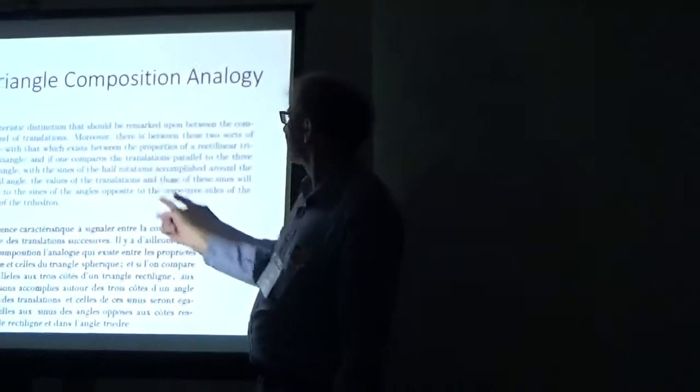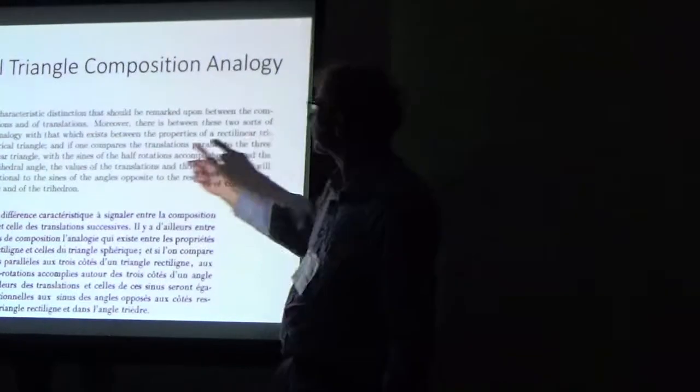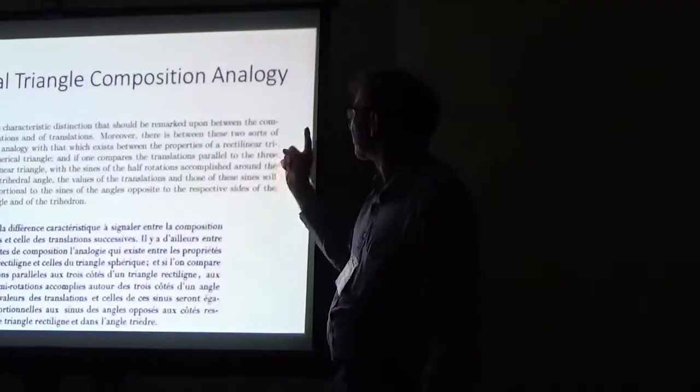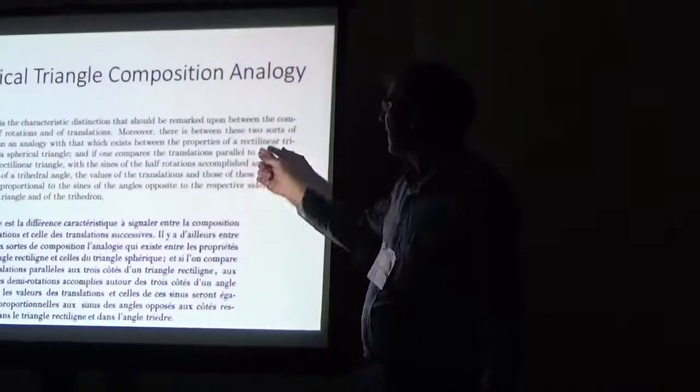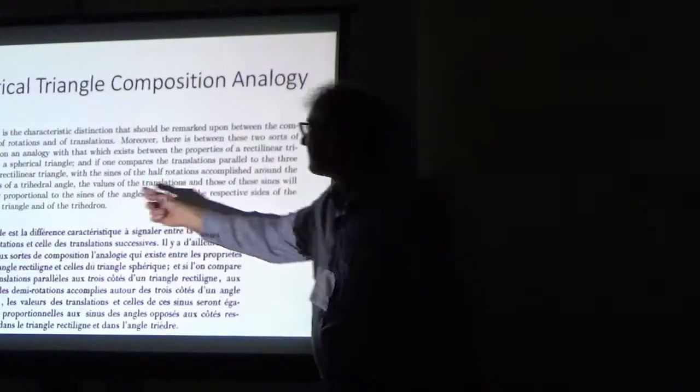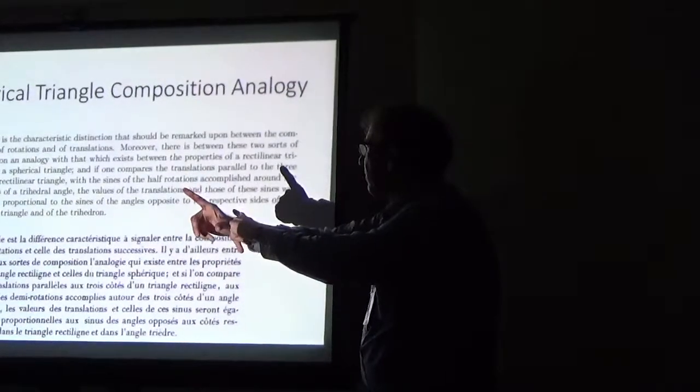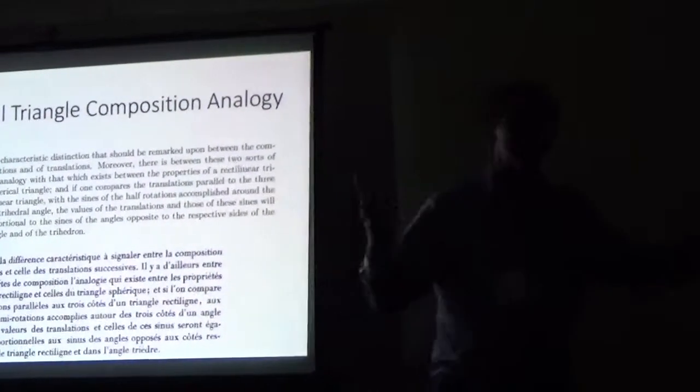And I only noticed this just recently from Father's translation: characteristic, moreover, there is between these two sorts of composition an analogy, the rectilinear triangle for translation, the spherical triangle, and the signs of the half rotations proportional to the signs of the angles. So he actually wrote about the spherical triangle for rotation. Exactly. Oh my gosh. And then here's his axis formula. And he also talked about the angle. Here's the formula for the angle.